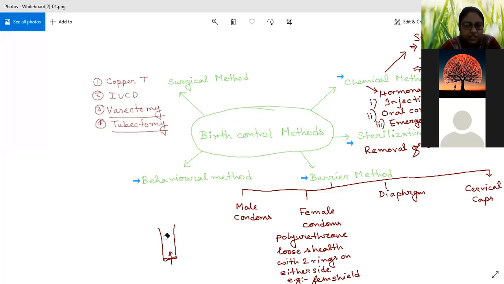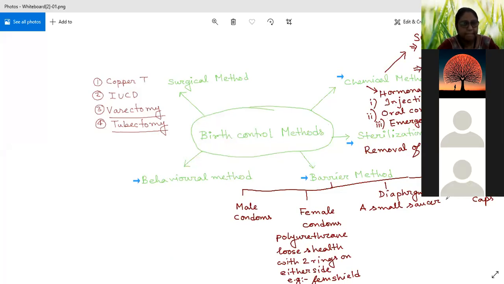Now let us know what is the specialty of the diaphragm. Basically, the diaphragm is also made up of rubber only, because elasticity is something which makes these devices comfortable for the user. So it is a small saucer-shaped rubber. What is saucer-shaped? Ma'am, rakabi. Rakabi, the plate that comes with tea; it is having a shape like that. So it is a saucer-shaped rubber sheet.